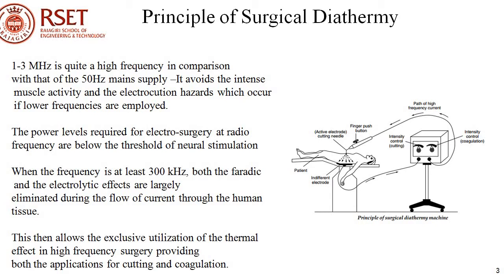The power levels required for electrosurgery are below the threshold of neural stimulation, provided that the diathermy frequency is in the radio frequency range. So when the frequency is at least 300 kHz, both the Faradic and electrolytic effects are largely eliminated during the flow of current through the human tissue. This then allows the exclusive utilization of the thermal effect in high frequency surgery, providing both the applications for cutting and coagulation.